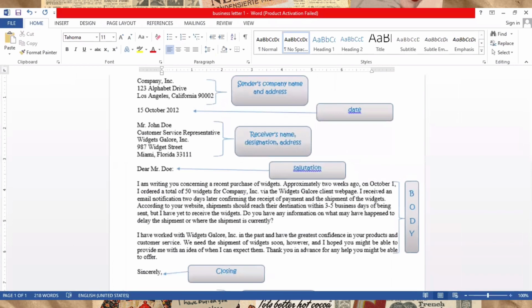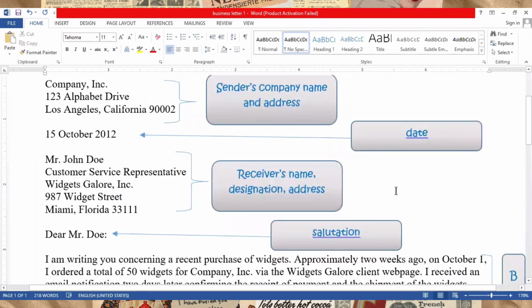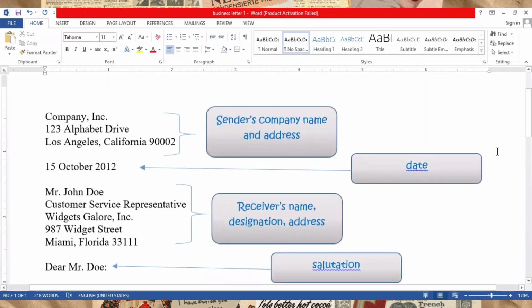So let's discuss the parts of this business letter one by one. The uppermost part of the letter is where you can locate the sender's company name and address. So for example, you are the sender, you have to write there the name of your company and the exact address of your company. The example given here is Company Incorporated, 123 Alphabet Drive, Los Angeles, California, 90002. So that's the sender's name or company name and address.